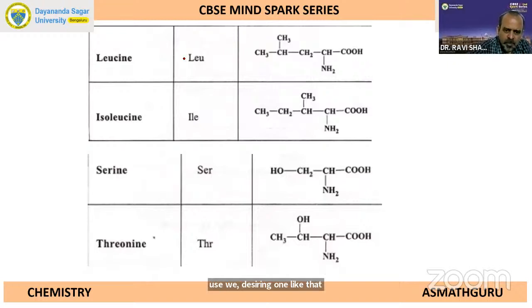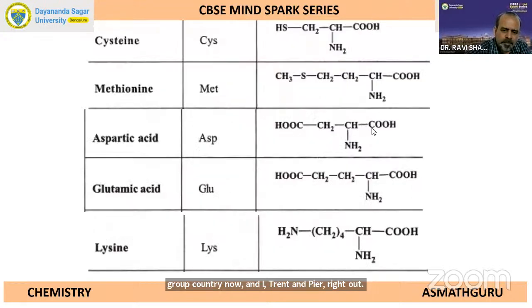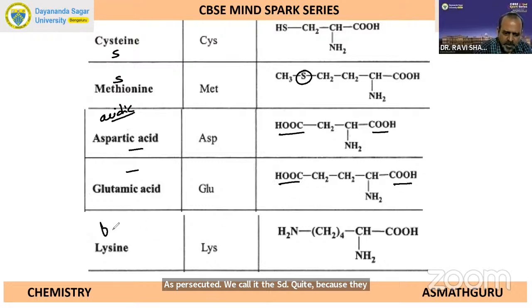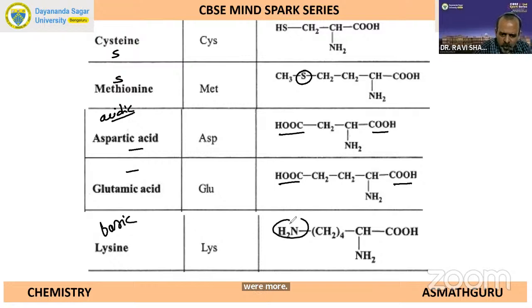Serine is an OH containing amino acid, hydroxyl group containing amino acid. Serine and threonine are. Cysteine and methionine are sulfur containing amino acids. Cysteine and methionine both are sulfur containing amino acids. Aspartic acid we call acidic. Why is that acidic? Because they have more COOH groups. That's why they're called acidic. Lysine is basic. Why basic? Because it has more NH2 groups.